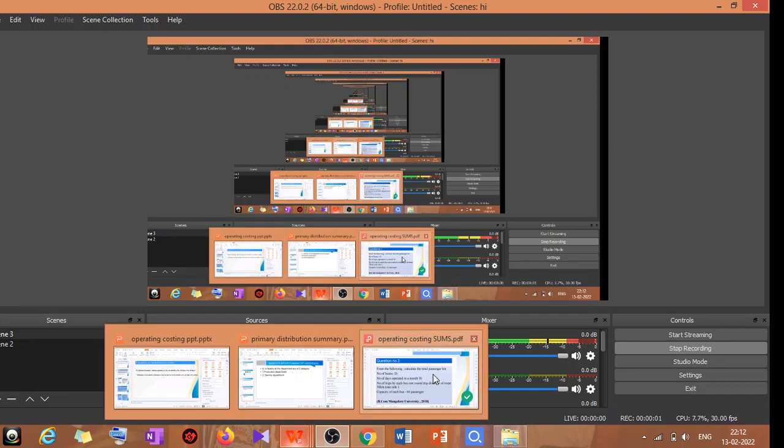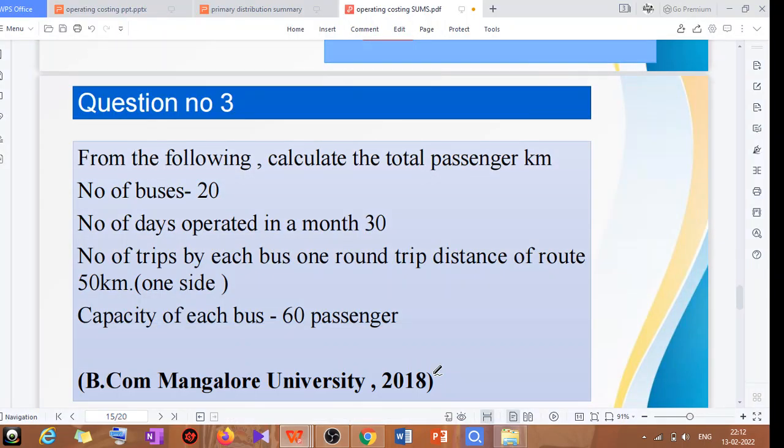Hello everyone. So next question, it is related to the passenger kilometer. Okay. So let us see the question. This is from 2018 question paper section A. From the following, calculate the total passenger kilometer.